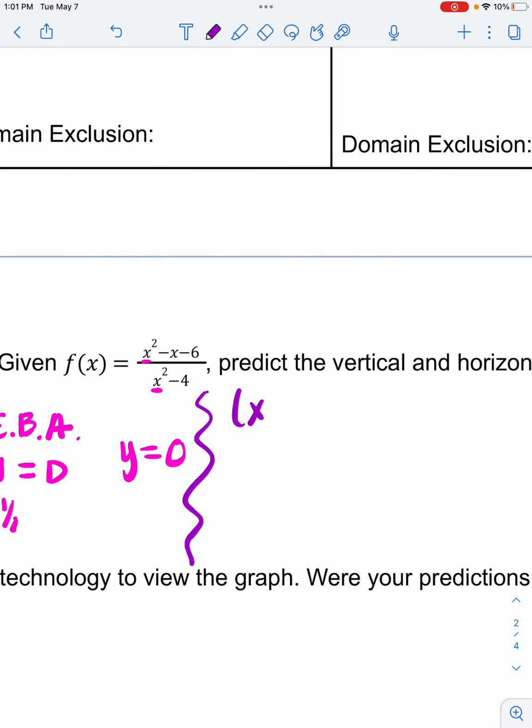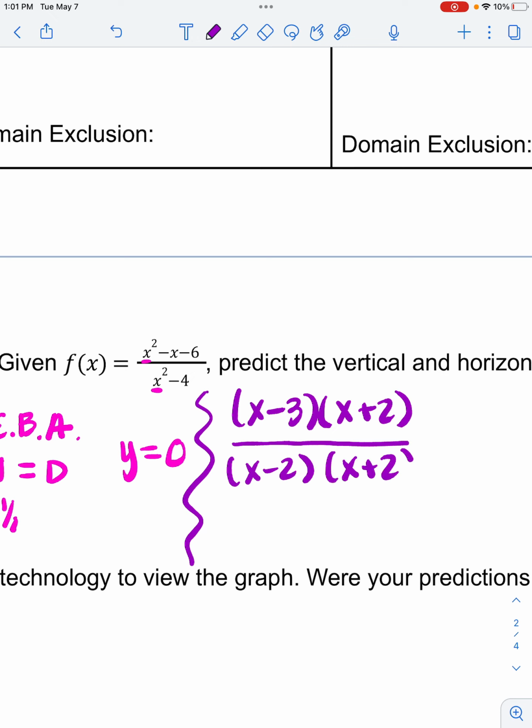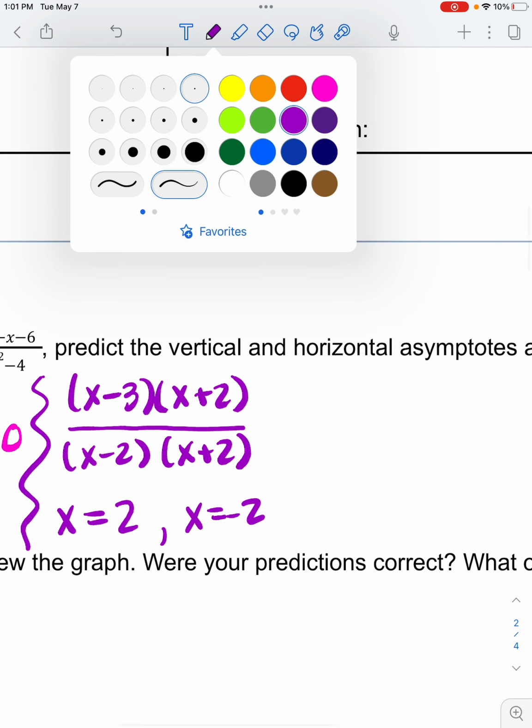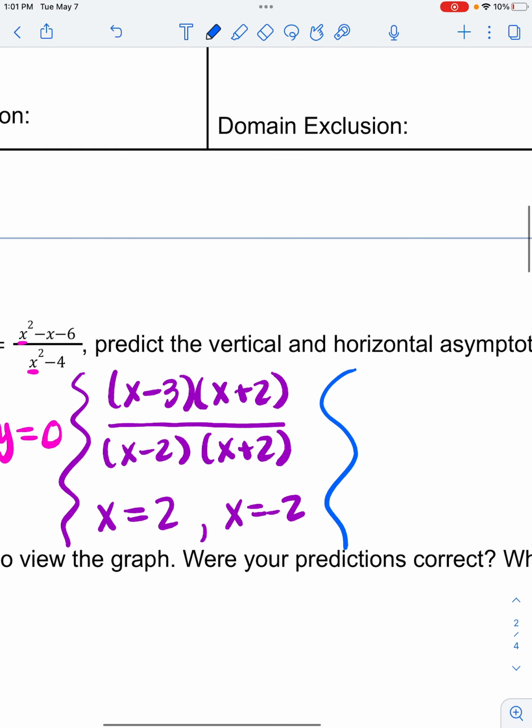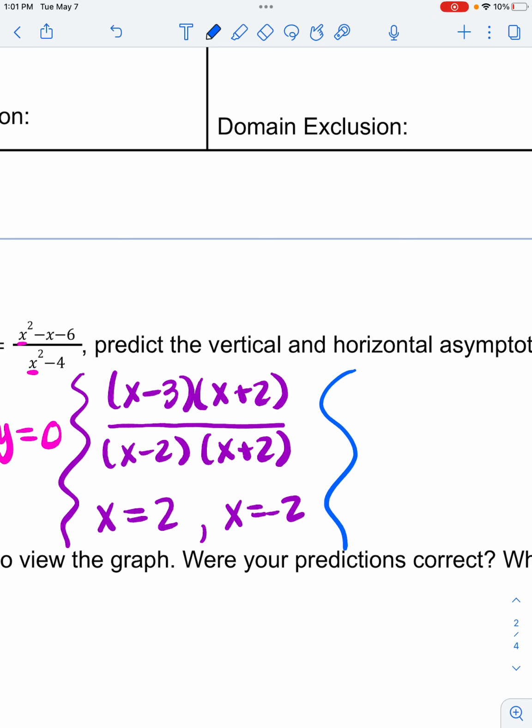If I factor this, I can help find those vertical asymptotes. So x minus 3, x plus 2, divided by x minus 2, x plus 2. So because of that denominator, I think I'm going to have an asymptote at x equals 2 and x equals negative 2.